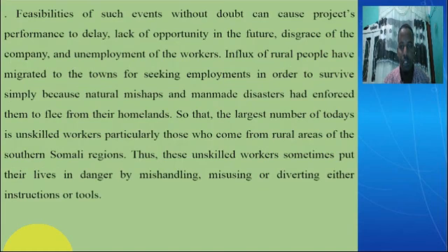Such events, without care, can cause the project's performance to be delayed, lack of opportunity in the future, disgrace of the company, and unemployment of the workers.